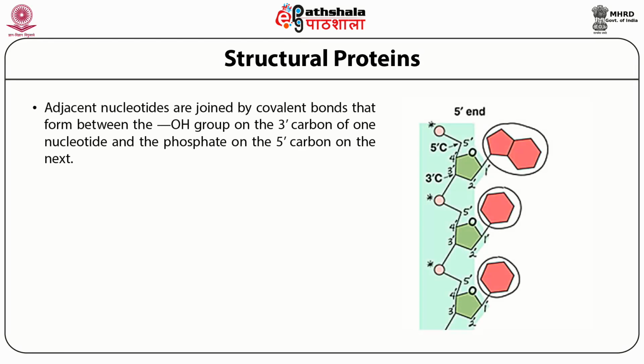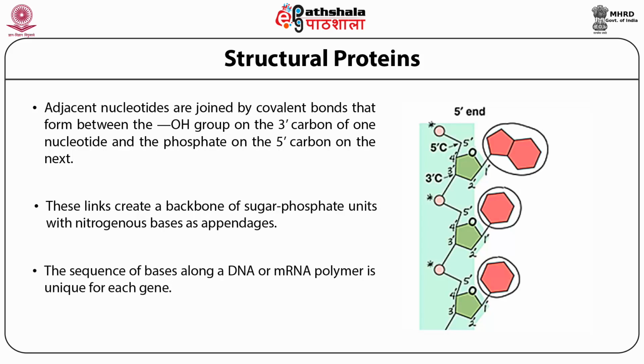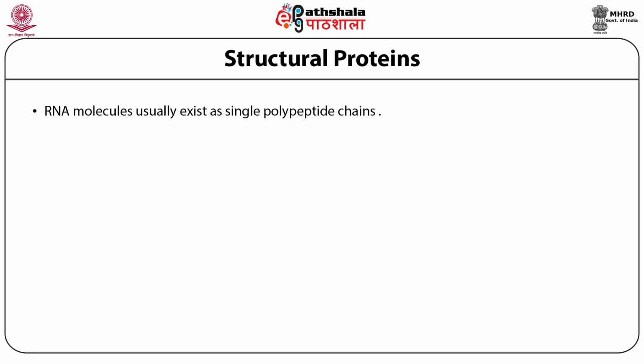Adjacent nucleotides are joined by a covalent bond that forms between the OH group on the 3' carbon of one nucleotide and the phosphate on the 5' carbon of the next. These links create a backbone of sugar-phosphate units with nitrogen bases as appendages. The sequence of bases along a DNA or mRNA polymer is unique to each gene. An RNA molecule usually exists as a single polynucleotide chain.